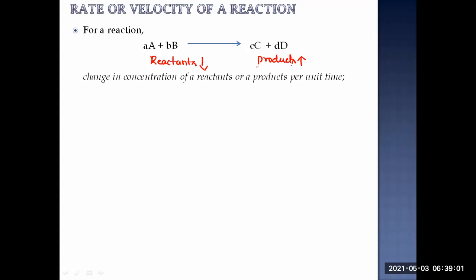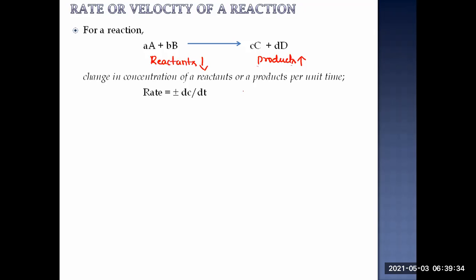So change in concentration with respect to time can be called the rate of a reaction. So change in concentration of a reactant or a product with respect to time is called the rate of a reaction. That's the definition. Change in concentration of a reactant or a product per unit time is called the rate of a reaction. And it is mathematically represented like this. Rate is equal to plus or minus dC by dt.